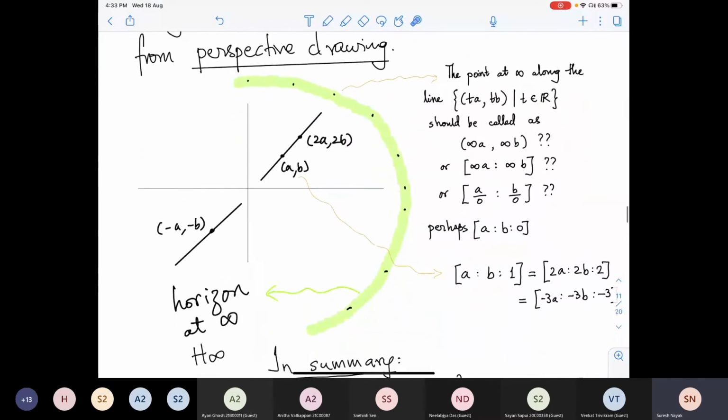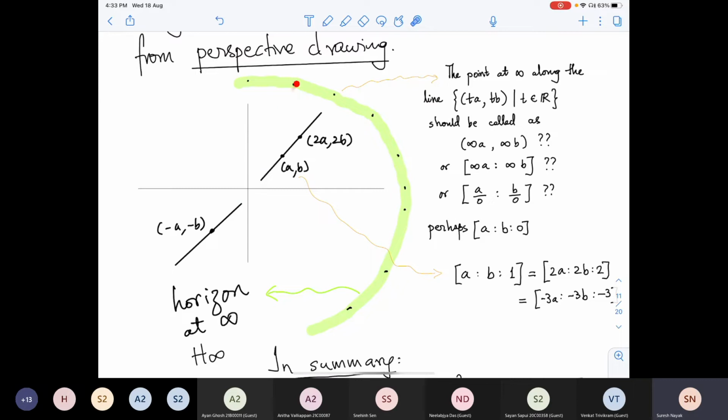So this is how you do it. Basically, you take any line. So here's a line through the origin, which will be representative of one direction. One line through the origin will correspond to one direction. So this line, let's say, is passing through the point (A, B). Of course, it also passes through (2A, 2B). It also passes through (-A, -B). So for all these points, there is one point at infinity, and this is the point at infinity.